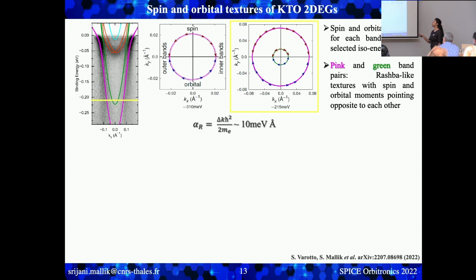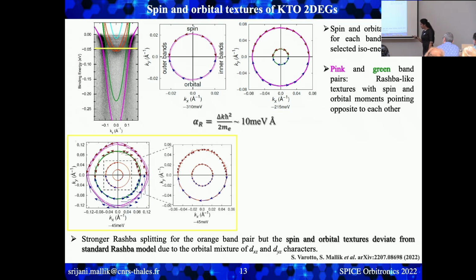However, we are of course more interested in the orange band pair because this shows the largest Rashba splitting. So when we went to higher energy close to the band edge of the orange band pair, we can see that due to the orbital mixing between dxz and dyz, the orbital characteristics are mixed in the case of the orange band pair. And if you see the length of the spin, it is much reduced compared to the pink and the green band.